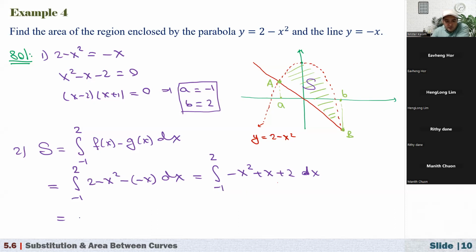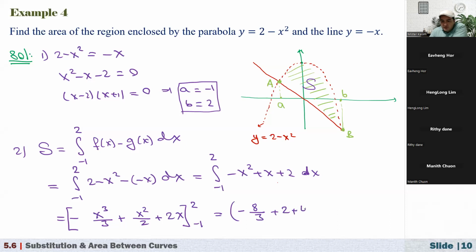The first term is minus x cubed over 3, plus the antiderivative of x, which is x squared over 2, and for 2 it is 2x, with integration limits from negative 1 to 2. When x is 2, we have minus 8 over 3 plus 4 over 2 plus 2 times 2, which is 4. Minus, at negative 1: negative 1 cubed over 3, that is 1 over 3, plus 1 over 2 and minus 2.